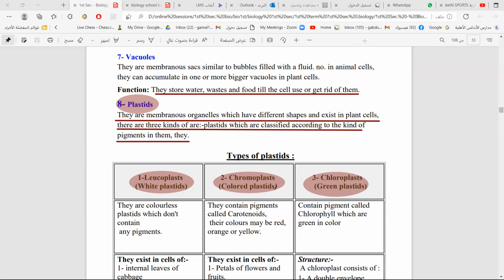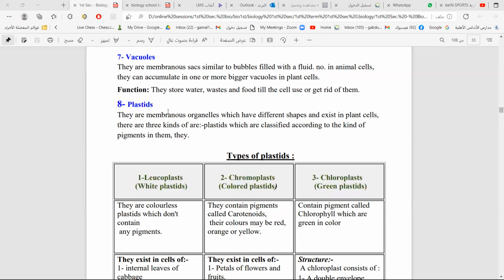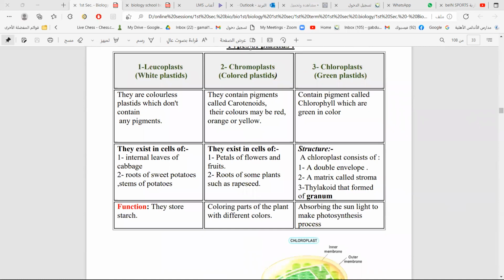The kind of pigment in the plastid. If the pigment is green, we call them green plastids or chloroplasts. If the pigment is a colored pigment, maybe red, maybe yellow, or other colors, they are called chromoplasts. If there is no pigment, they are leucoplasts, the white plastids.